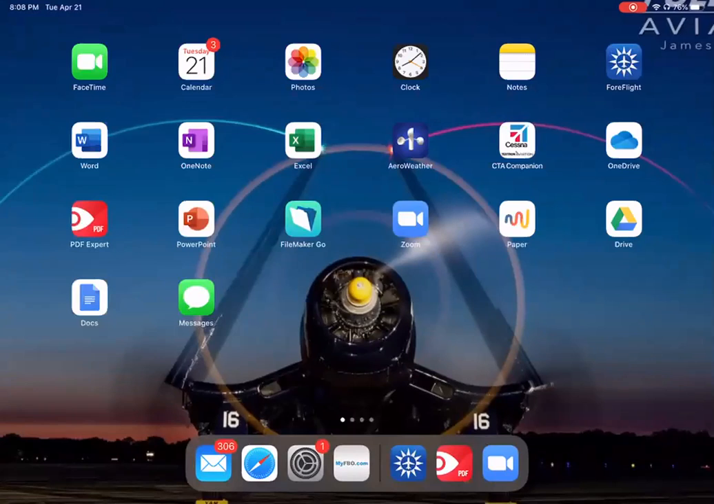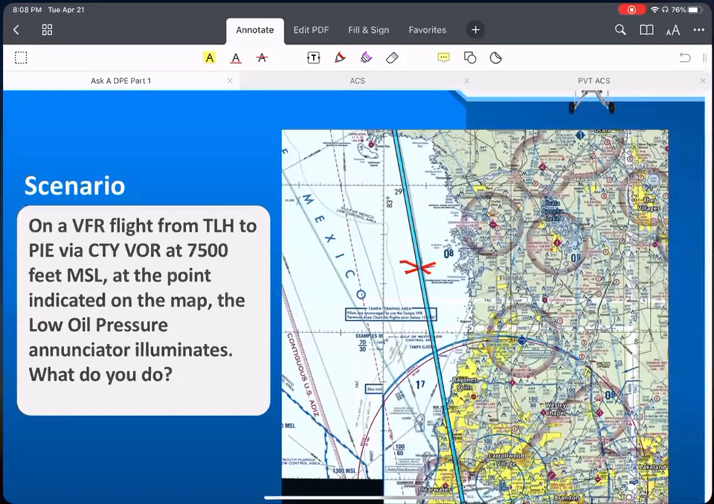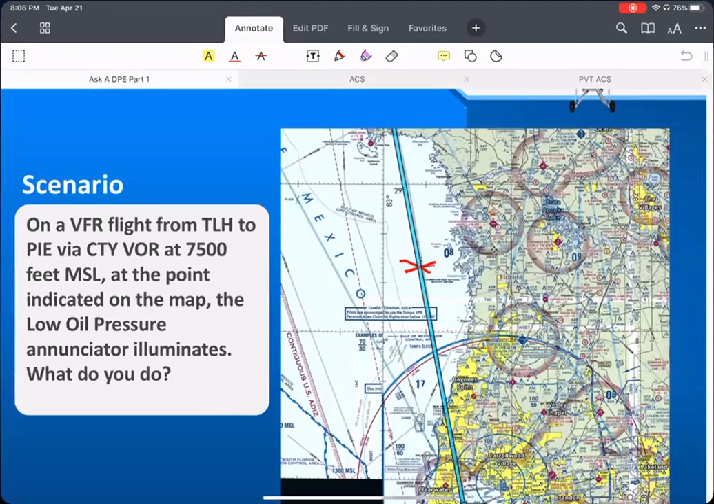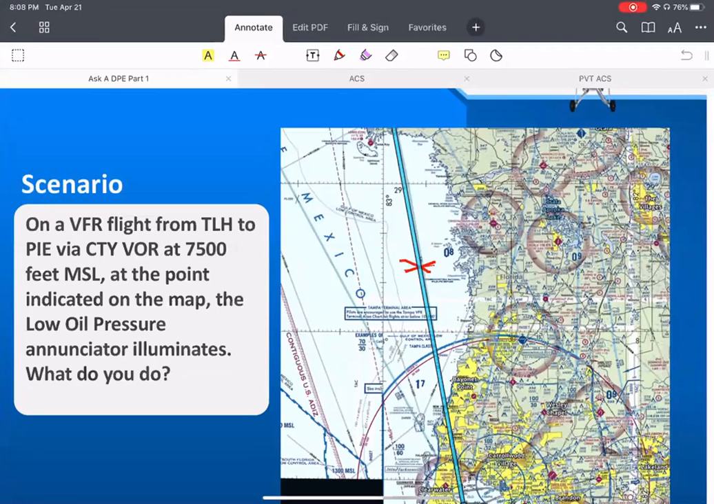So now we're back into the scenario. What I was asking right as we're getting cut off there. Let's say the right follow-up question was asked, the oil pressure light comes on. What do you do? What's the oil pressure indicator say? Well, let's say the oil pressure indicator showed it was below the green, below 20, maybe 15 PSI. You're at 7,500 feet where the red X is. What do you do? How does that change the scenario and your actions?